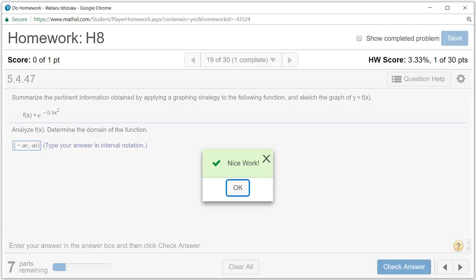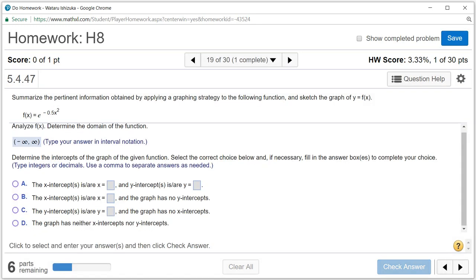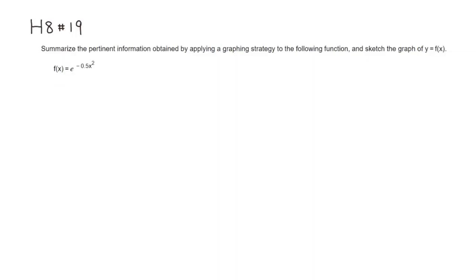All right, so check the answer. We got that. Let's see, we are talking about intercepts, right? So we want to find the x-intercepts and y-intercepts. Let's find that. So, y-intercept.